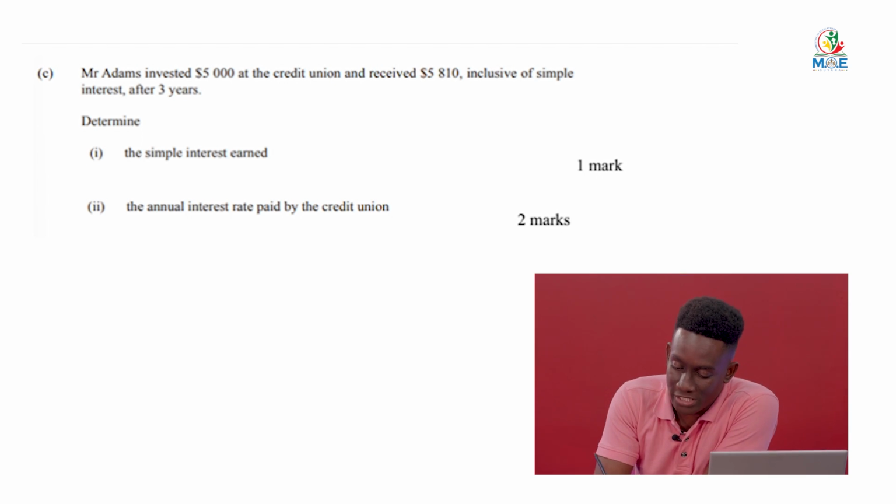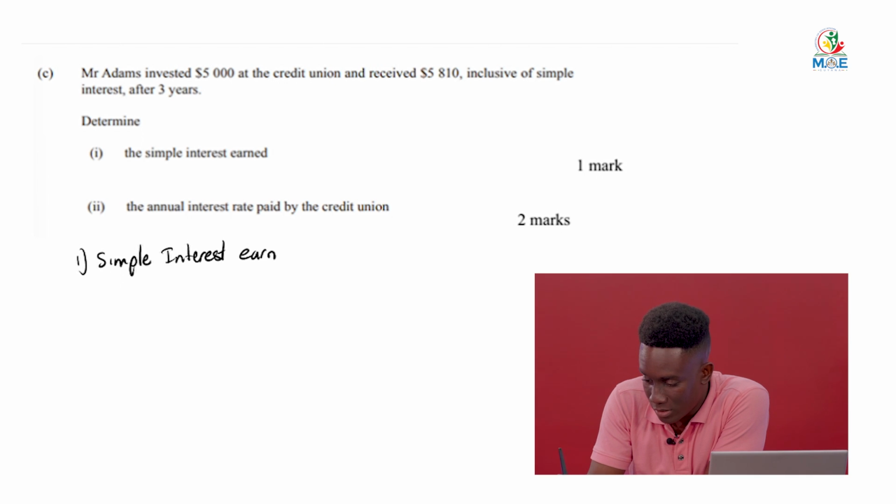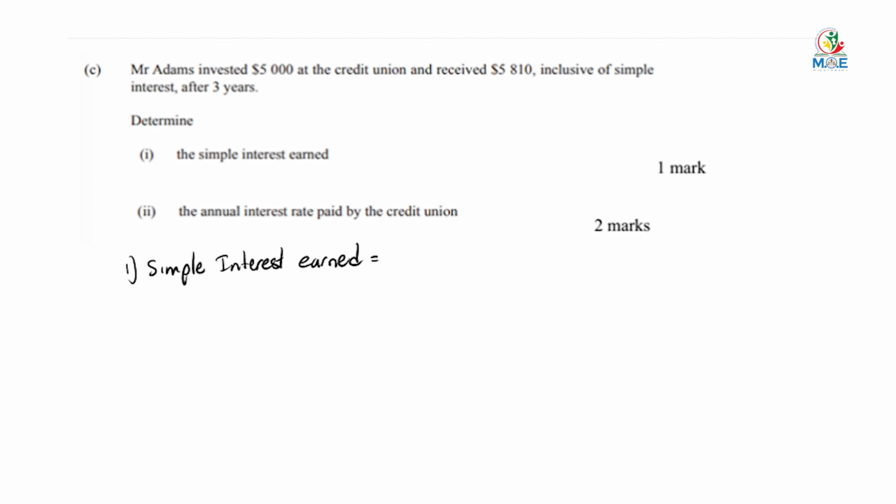So to find the simple interest earned, because he invested it, remember, simple interest, simply put, is the extra money that you earn after you invest something. So the simple interest would simply be $5,810 subtract 5,000, and this will simply be 810. So the simple interest received was 810. One mark indicates that there's nothing much to it. You just need to be straightforward.